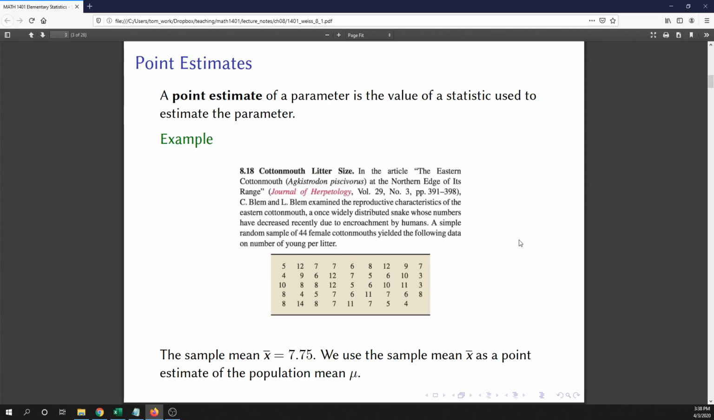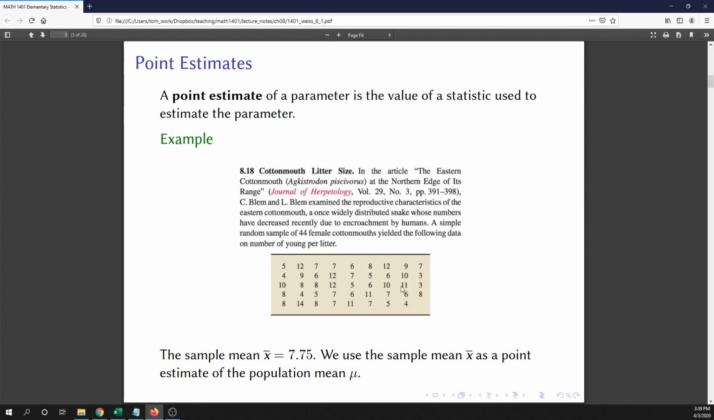So, all right. In this example, it says in the article, the eastern cottonmouth at the northern edge of its range. Blem and Blem examined the reproductive characteristics of the eastern cottonmouth, a once widely distributed snake whose numbers have decreased recently due to encroachment by humans. A simple random sample of 44 female cottonmouths yielded the following data on number of young per litter. All right, and so here's the data.